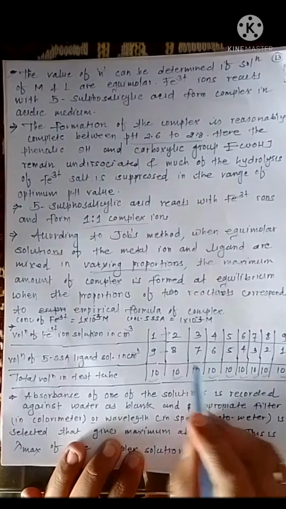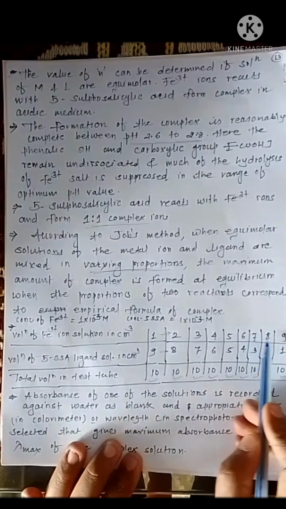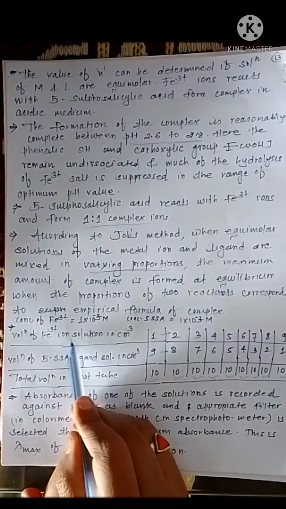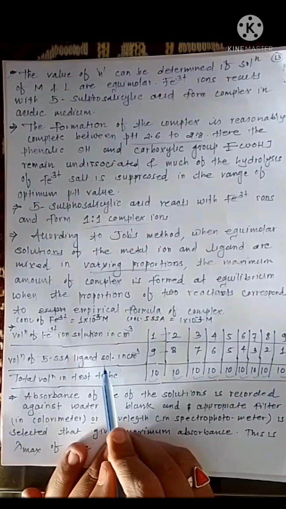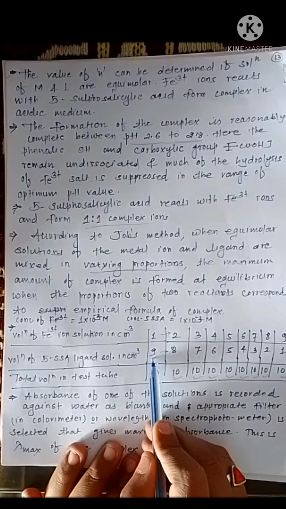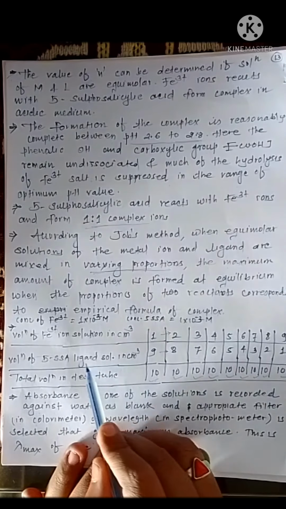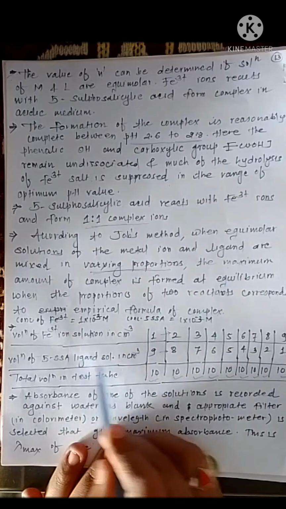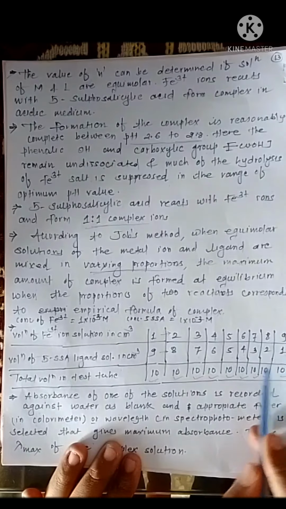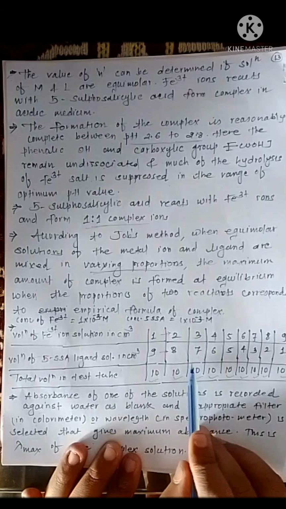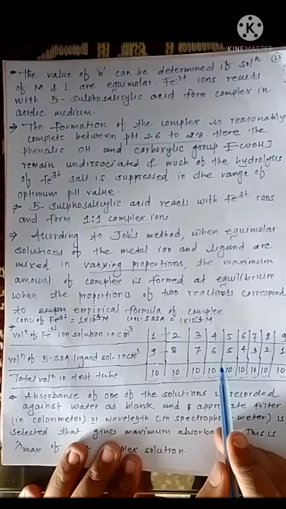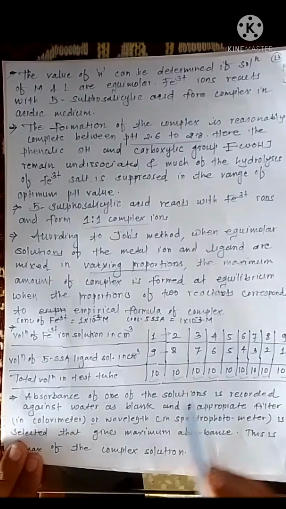But see that we are varying the amount of solution of your Fe3+ ion in every test tube. Also we are varying the solution of your 5-sulfosalicylic acid ligand in the given sequence. That's why this method is known as Job's method of continuous variation for determination of your complex.